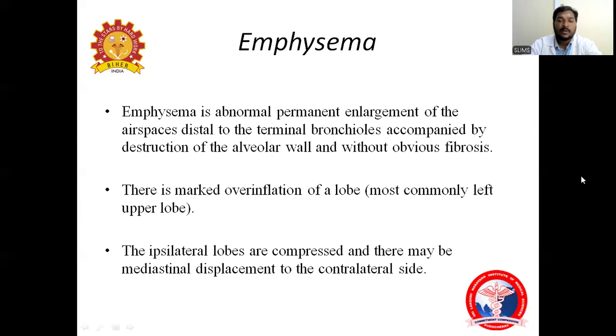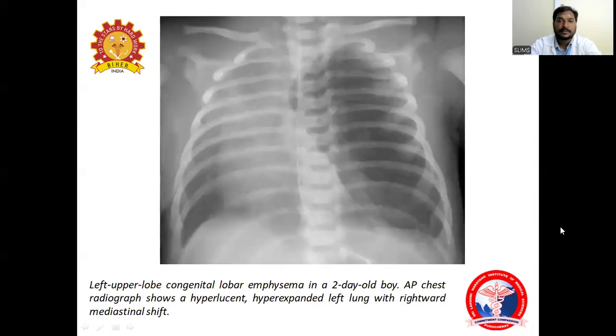There is marked overinflation of the lobe, and most commonly it affects the left upper lobe. The ipsilateral lobes are compressed, and there may be a mediastinal shift to the contralateral side. This mediastinal shift is due to dilatation and air trapping within the distal terminal bronchiole, causing some mass effect and displacing the mediastinum to the opposite side.